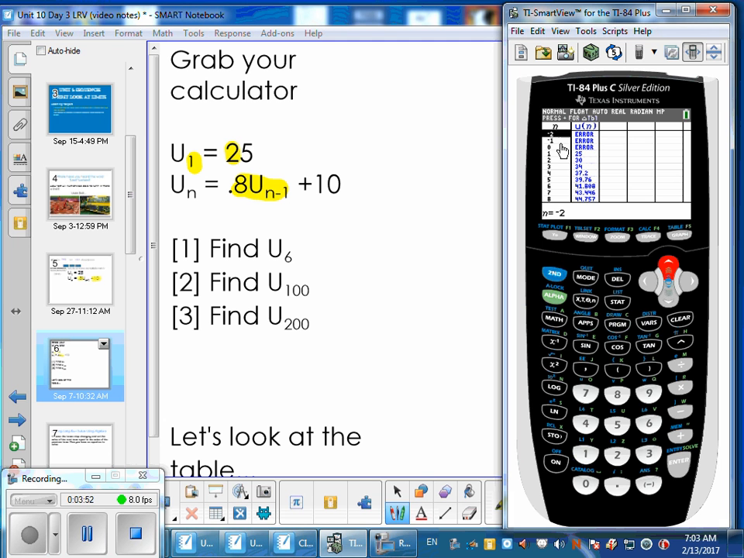Notice there's no values at 0 or negatives because the sequence doesn't have negative values. So there's our start of 25, and then it keeps going up for a while. Okay? The other thing you could do is you could hit graph.